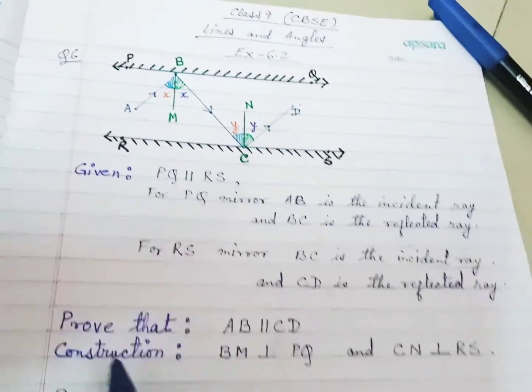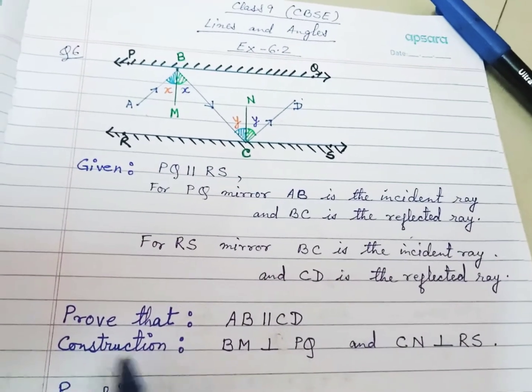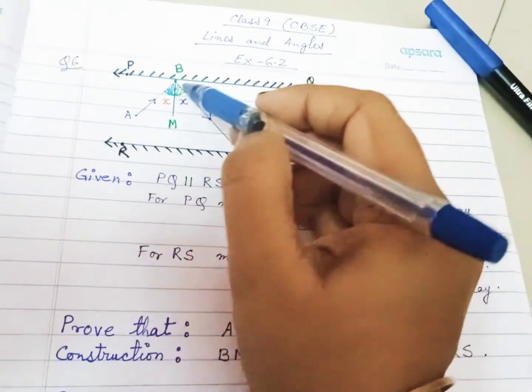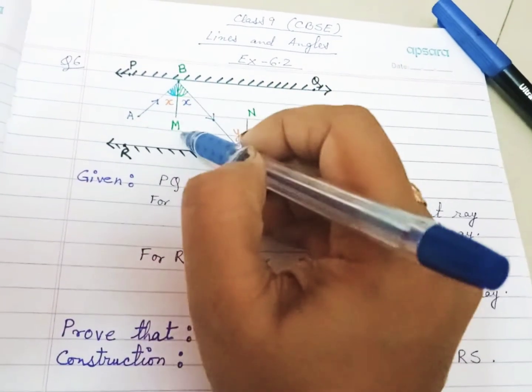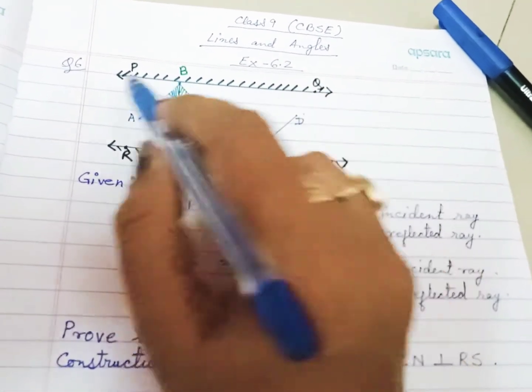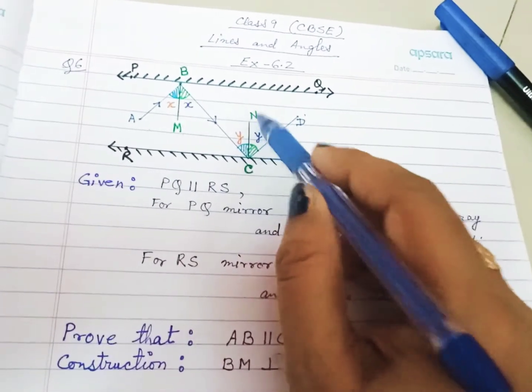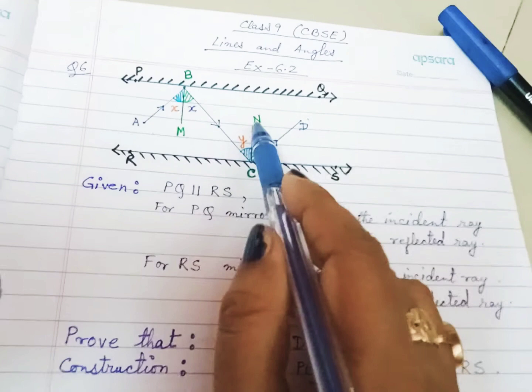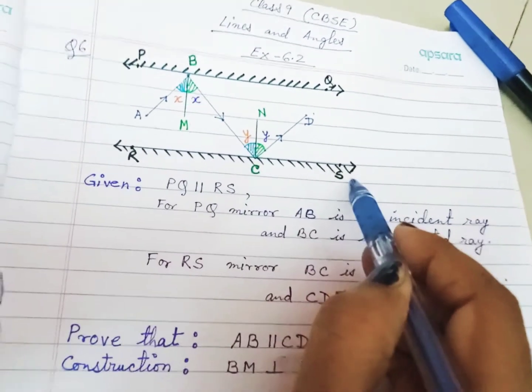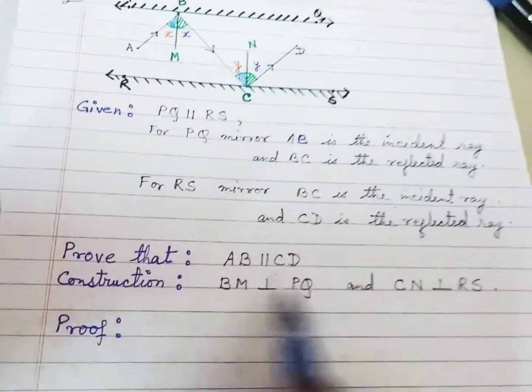For that we do the construction: we draw the normal to the mirror PQ, that is BM, which is perpendicular to PQ, and the normal CN on the mirror RS, which is also perpendicular to RS. So that we have mentioned.